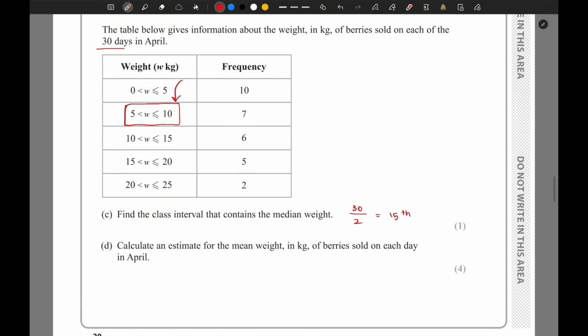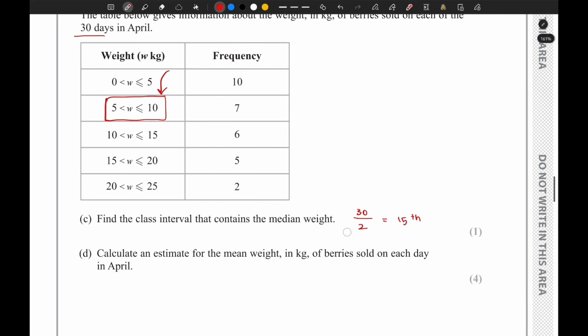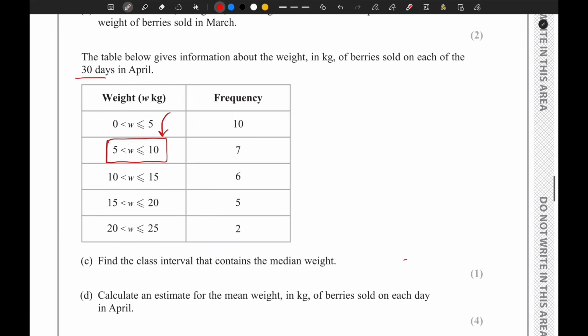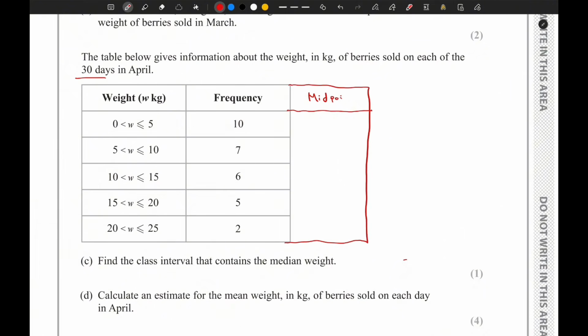Now we need to calculate an estimate for the mean weight in kilograms of berries sold on each day. So we need to calculate an estimated mean. In order to do that, it would be better if you draw another column. This column will consist of the midpoints. So there will be a couple of rows.